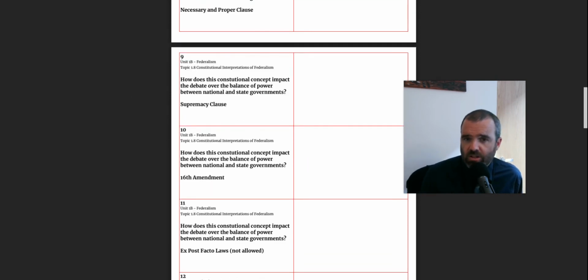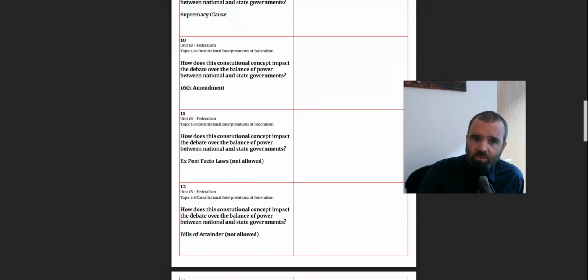And they use the Supremacy Clause. It's Article 6 of the Constitution. It says the Constitution is the supreme law of the land. So if you're going to have this dispute between state and national governments, the Supremacy Clause can come in as a relevant topic there. And then we have some other parts of the Constitution that are relevant to our discussion of the balance of power.